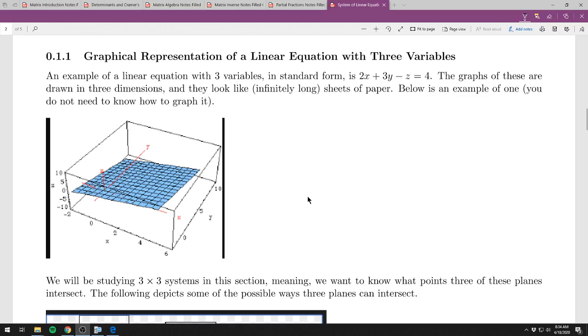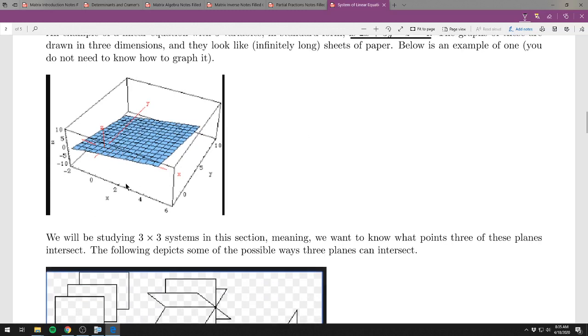So the graphical representation, I'm not going to spend much time on this because you probably haven't graphed linear equations with three variables. They are what looks like an infinitely long sheet of paper. But I'll remind you the more important thing is that in standard form, a linear equation with three variables, we have an x, y, and z variable, but all the powers are one, just like with two variables. And this was an example of one.